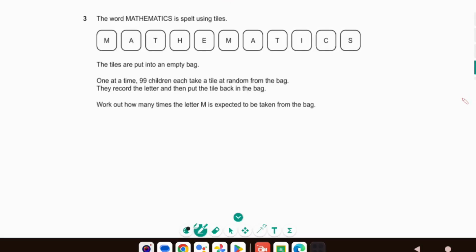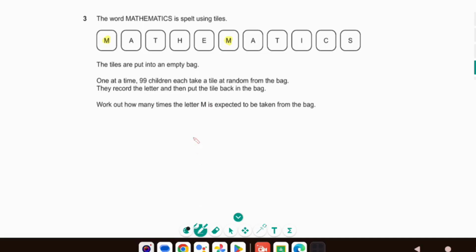Question 3. The word mathematics is spelled using tiles. The tiles are put into an empty bag. One at a time, 99 children each take a tile at random from the bag. They record the letter and put the tile back in the bag. Work out how many times the letter M is expected to be taken from the bag. How many M's are there?